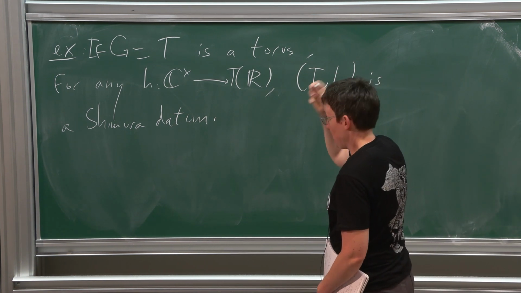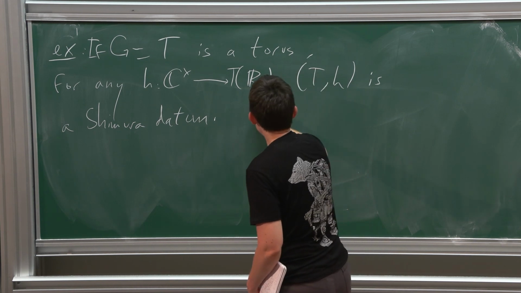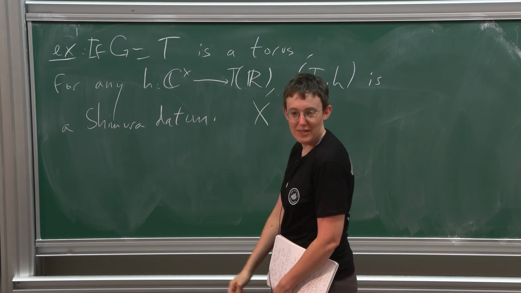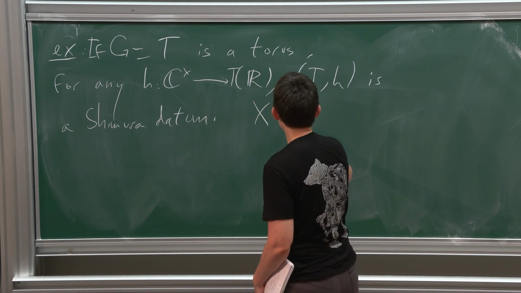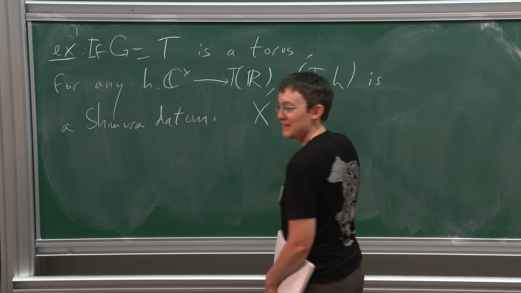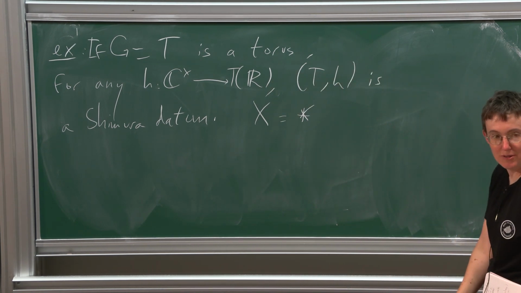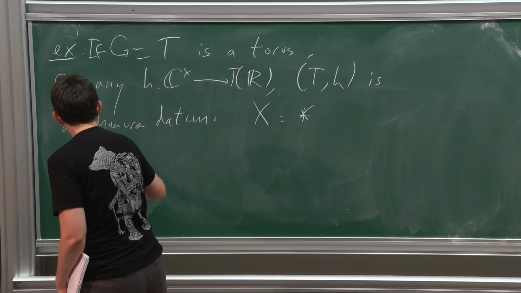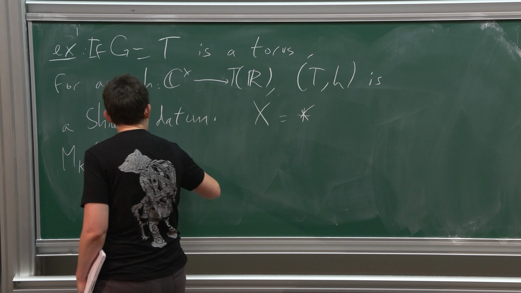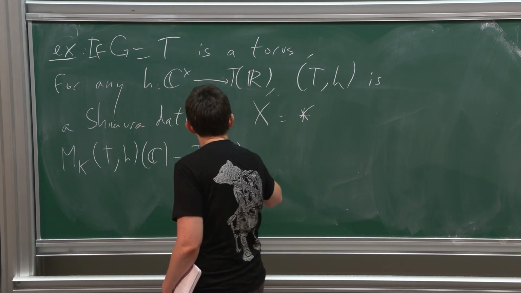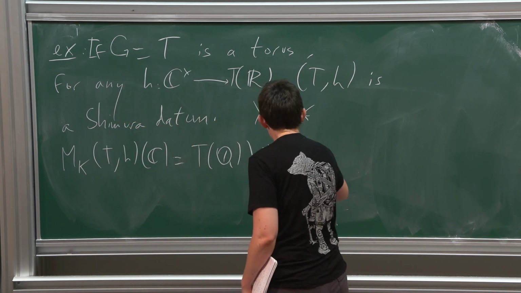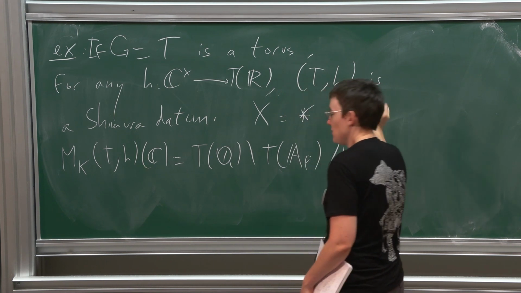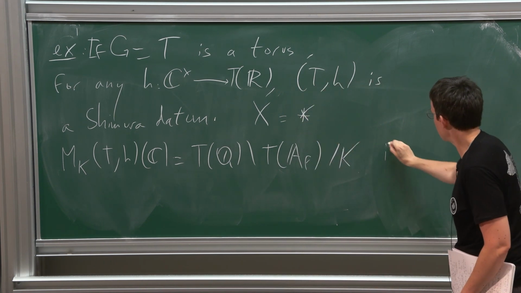Great. What is the Shimura variety? What is X? X is the conjugacy class of H, so X is a singleton, because G is commutative. The Shimura variety, so what do I get? I get T of Q over T of A, F over K. So that is a finite set.